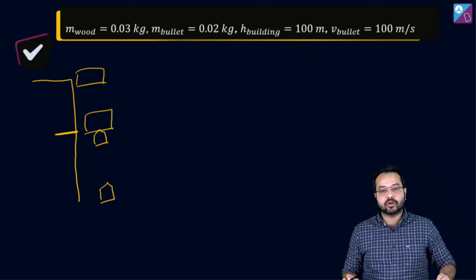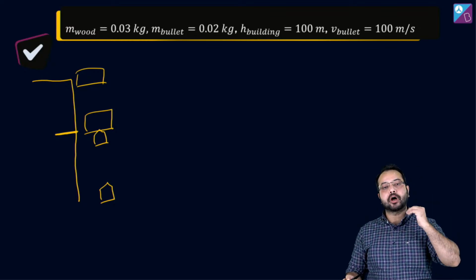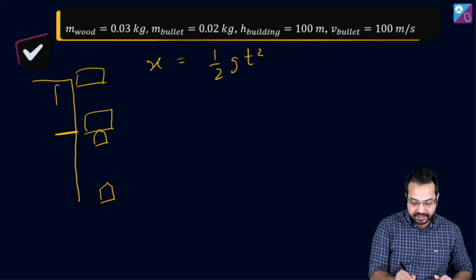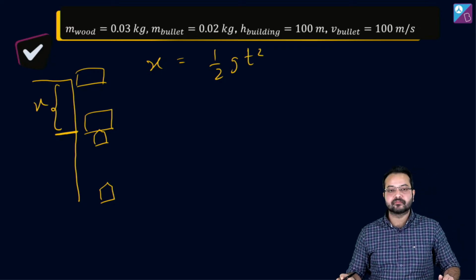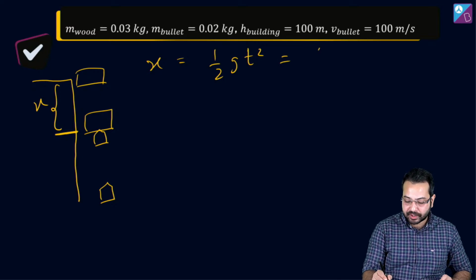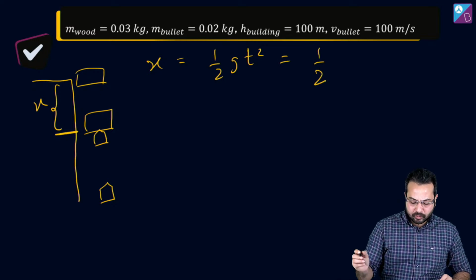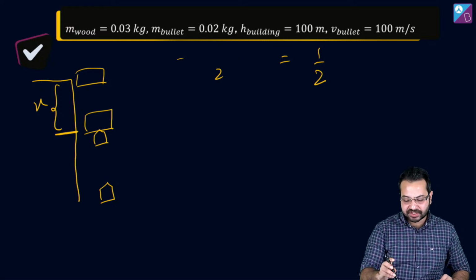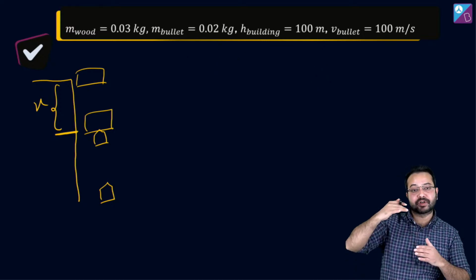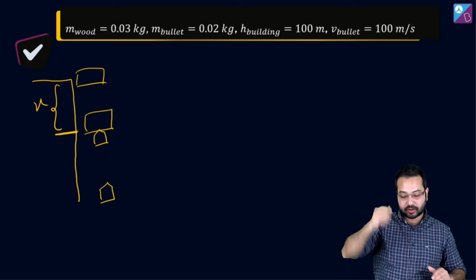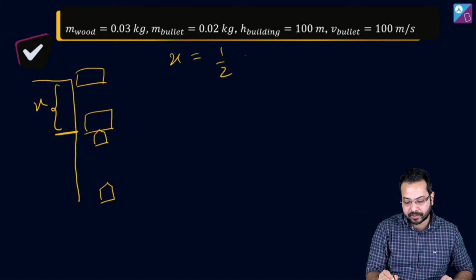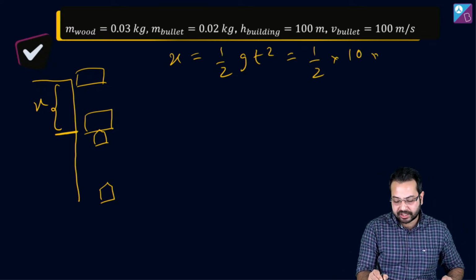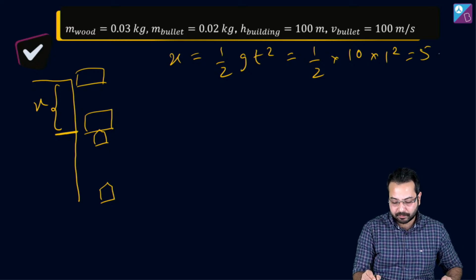So can we find out what is the distance from the top? Okay, can we find that out? So that is going to be half gt square. I need the distance from the top. Distance is also required because we have to tell from where it takes off, right? So let's find that. That is going to be half gt square. Do you agree? So that is half into g into 1 square, which is 5 meter.